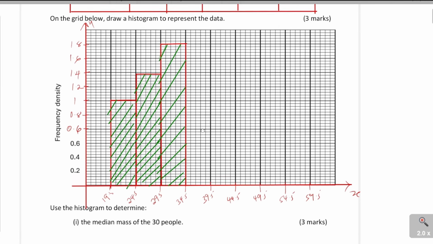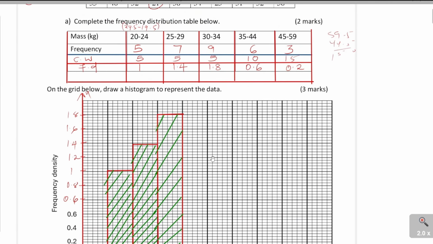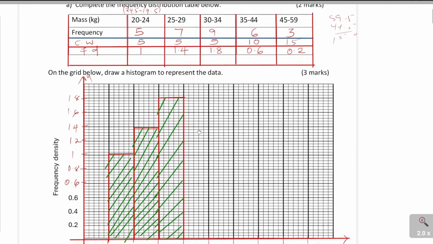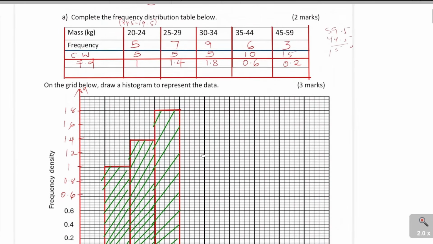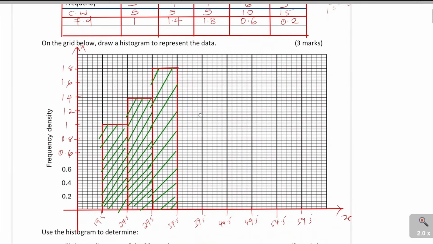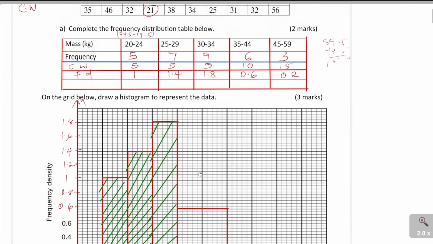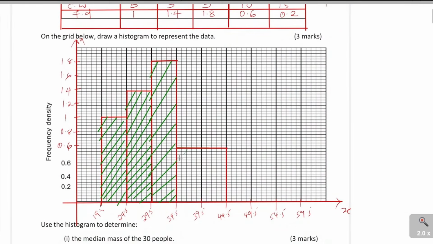Then the next one is 35 to 44, with 0.6. That class goes up to 44.5. So 0.6 is here, and it starts from 34.5 to 44.5. So you shade that like that.